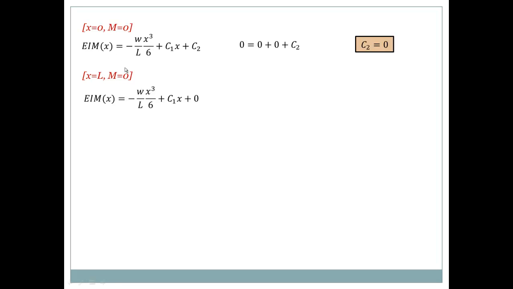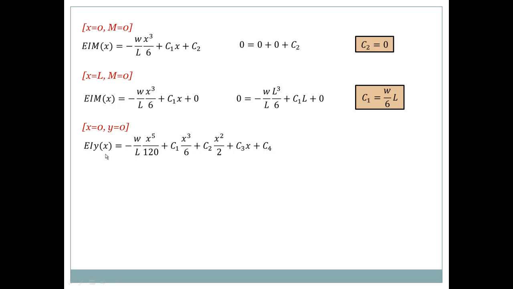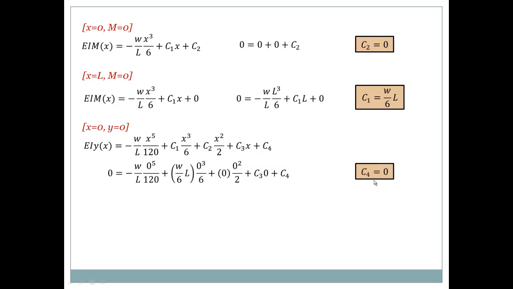Again, in the same equation, because I'm dealing with the moment, I'm going to substitute L for x, and I will get this equation. Then if I solve for C1, I'm going to get WL over 6. Now for x equals 0, y equals 0, this is the equation for the y, where I will substitute x equals 0. If I substitute x equals 0, I will end up having C4 equals 0.